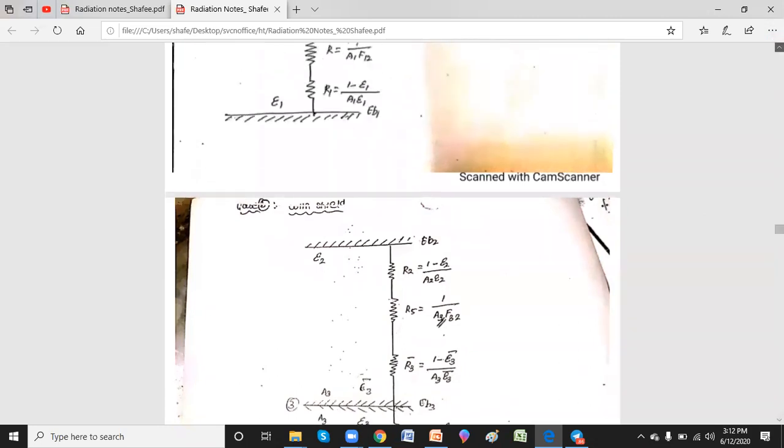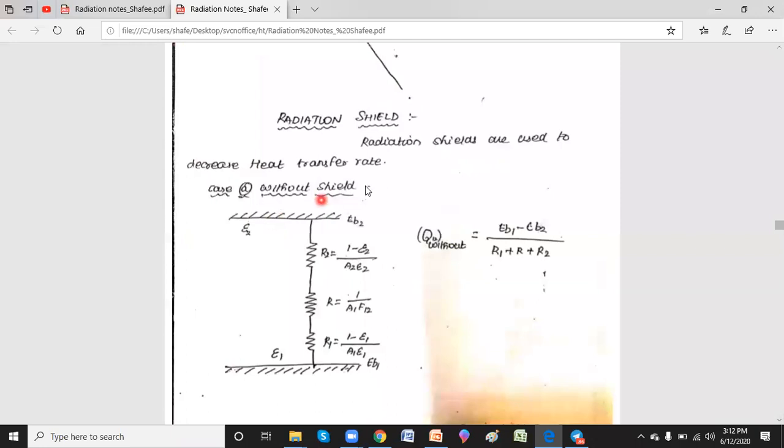Okay. So once the problem is given, first you have to draw these two diagrams. First, without shield, it's exactly the same: 1 to 2, R1, R2, where R1 is the surface resistance, (1 minus epsilon 1) by A1 epsilon 1, and R2 is (1 minus epsilon 2) by A2 epsilon 2, with the space resistance 1 by A1 F12 in between. We have already worked out so many problems with parallel or infinite parallel planes. Now, what is Q without any shield in between? That is EB1 minus EB2 as usual, divided by R1 plus R plus R2. Those are the resistances. So this diagram gives you how the network looks like without shield.